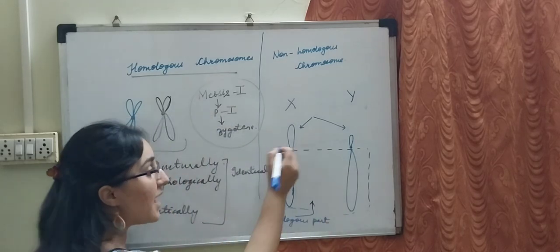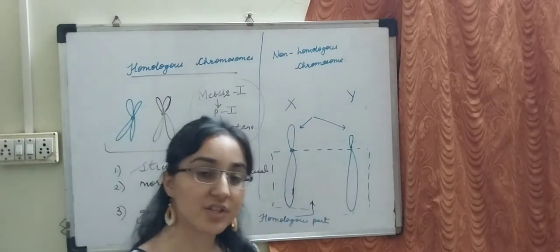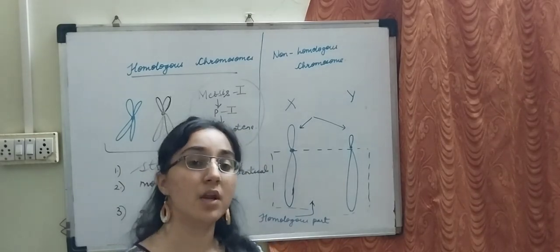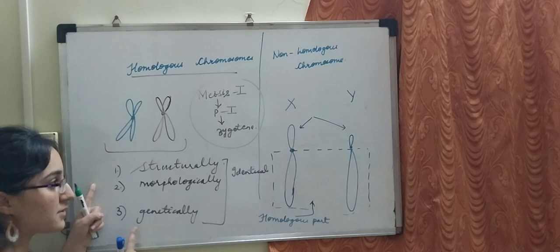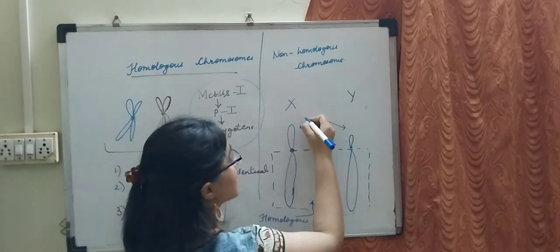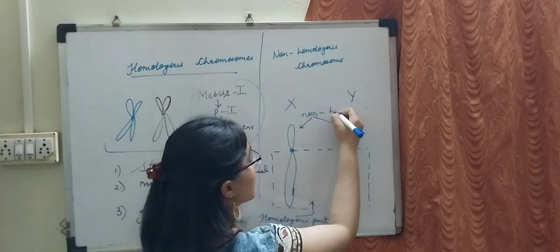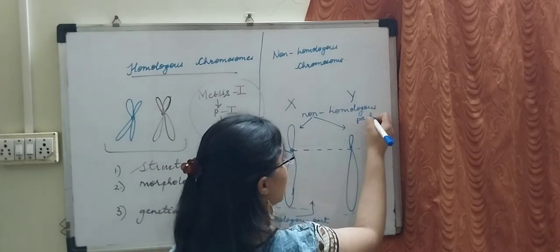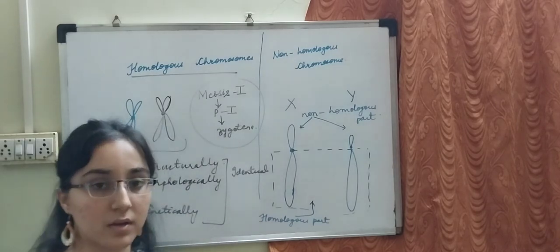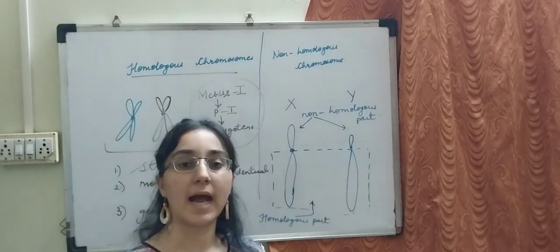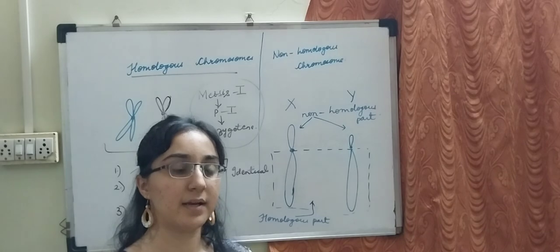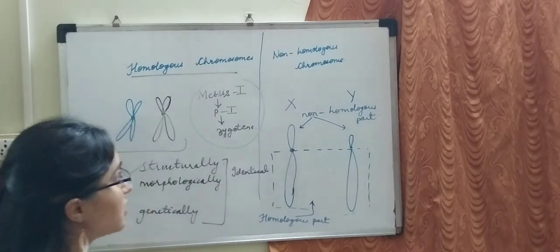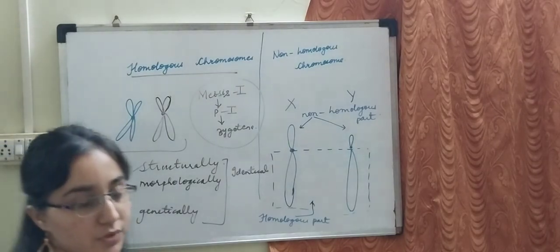But the part which is not structurally the same, not morphologically the same, and neither genetically the same, means they will not obey these three things. So we say it is the non-homologous part. Or you can say not homologous chromosome. Non means they are not structurally identical, nor morphologically identical, nor genetically identical. Understood? This is about homologous and non-homologous chromosomes.